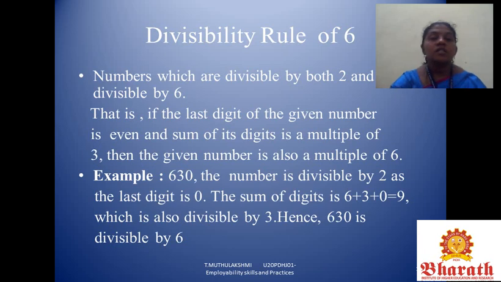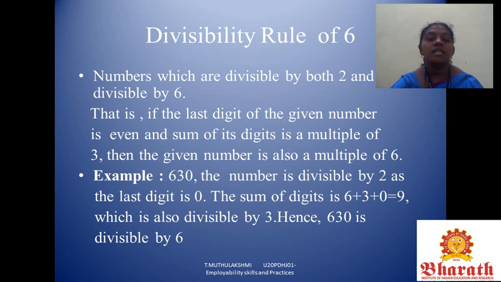So next rule, divisibility rule of 6. The numbers which are divisible by both 2 and 3 are divisible by 6. That is, if the last digit of the given number is even and the sum of its digits is a multiple of 3, then the given number is also a multiple of 6.